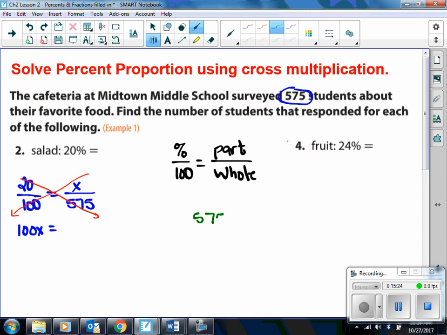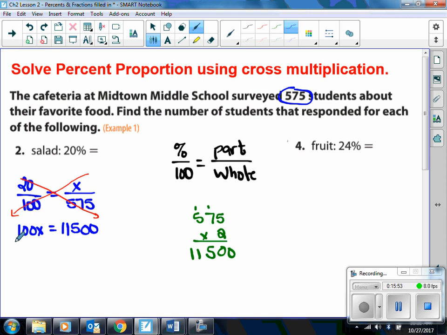So let's see, 575 times 2, that's 10, carry the 1, 14, 15, carry the 1, and that's 10, 11. And then of course I have to put in that 0 for the 20. So over here we're going to have 11,500.